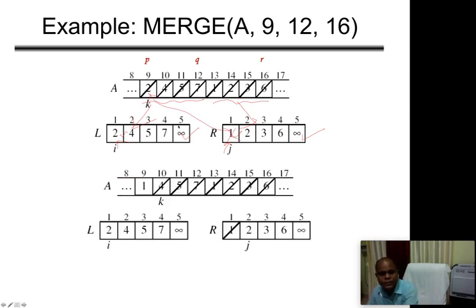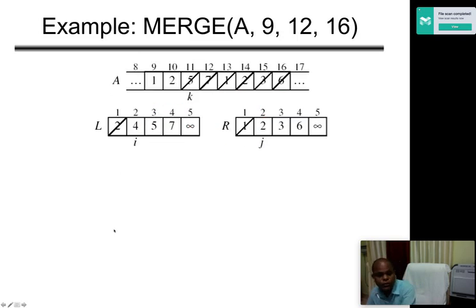Hence what is happening? You see, 1 is placed. Then j will go to here. Now this and this are compared. In this case they are equal, hence either can be taken, and its corresponding pointer will be advanced. You see, in this case this one is taken to here, and its corresponding i changes to here. Now this and this will be compared, and among these two, which one is smaller? This one is smaller, and this one will go to here.